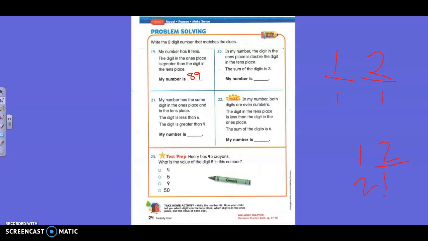Okay, we said the sum of the digits is 3. We said 1 plus 2 equals 3. We just had to figure out which number was there. We said 2 is double 1, so 12 is our number.